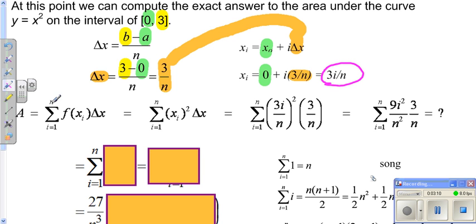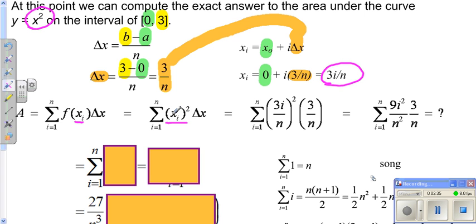Well, we're going to start off with our formula here, and I did not write the limit in front of each one of these sums. It technically should be there. We want to look at your function of x sub i. Well, your function is x squared, so basically you have to take your x sub i and square it, and that's what we have here.